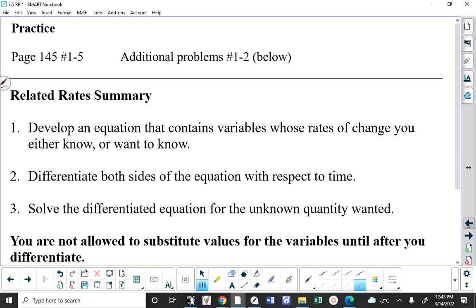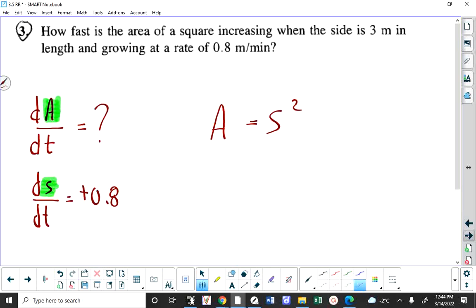Coming up with the equation is not always going to be as simple as looking at your formula sheet and saying, oh, it's that formula. You're going to have to develop it somehow. So your second step is to differentiate everything with respect to time. This is probably what I would say is the simplest step here.